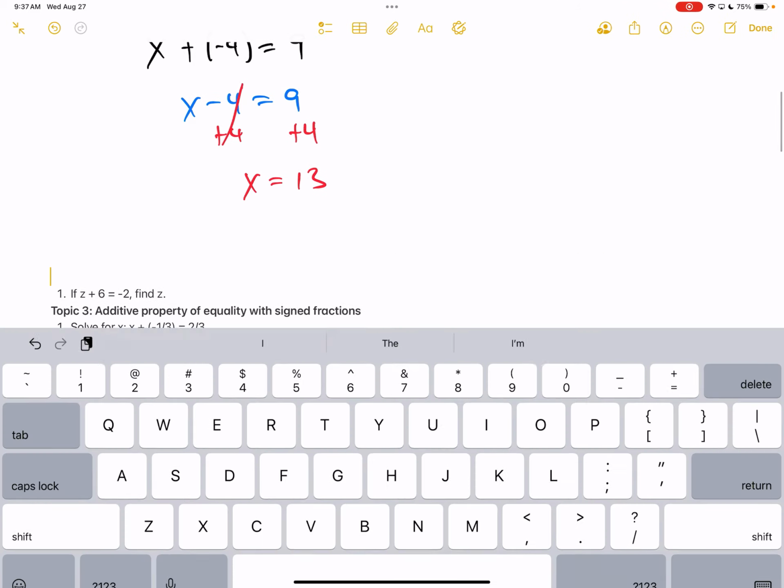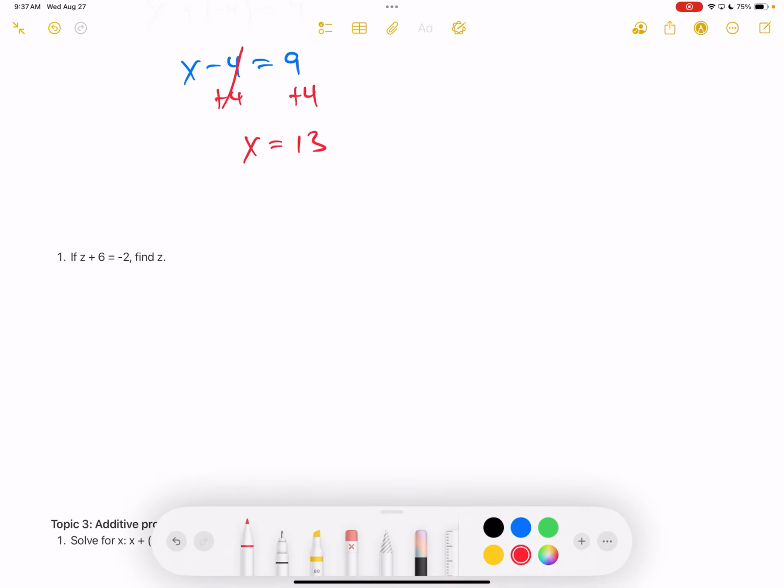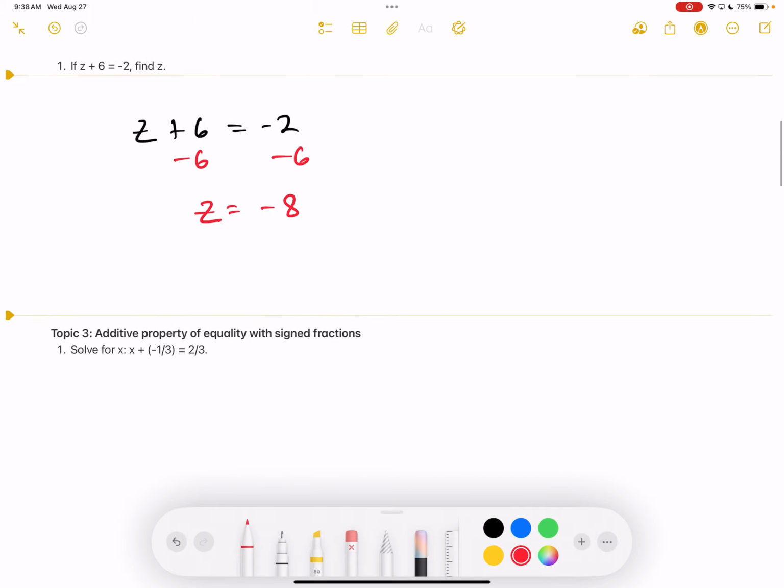I actually do want to do this one: z plus 6 equals negative 2. When I subtract 6 from both sides, you are doing negative 2 minus 6. I always think about money. If I owe you $2 and borrow $6 more, now I owe you 8. So it's negative 8. Be careful with your signs there. We can go over the rules for those integers if we need to in a bit. That's fine.